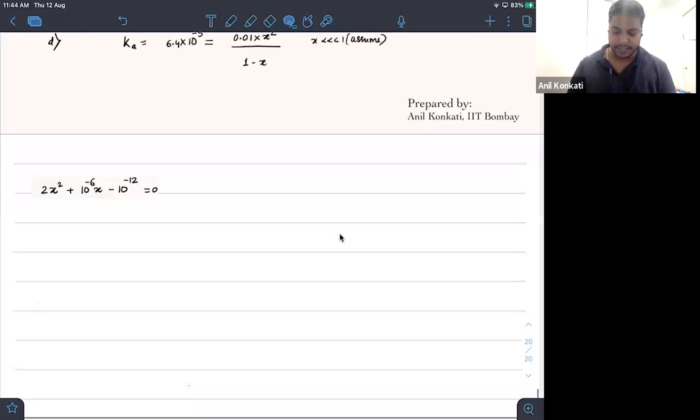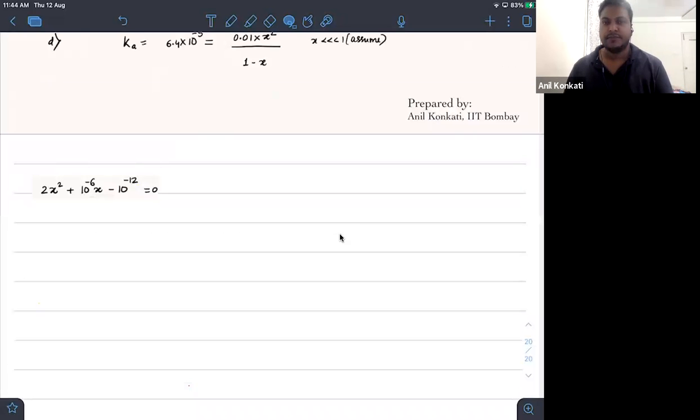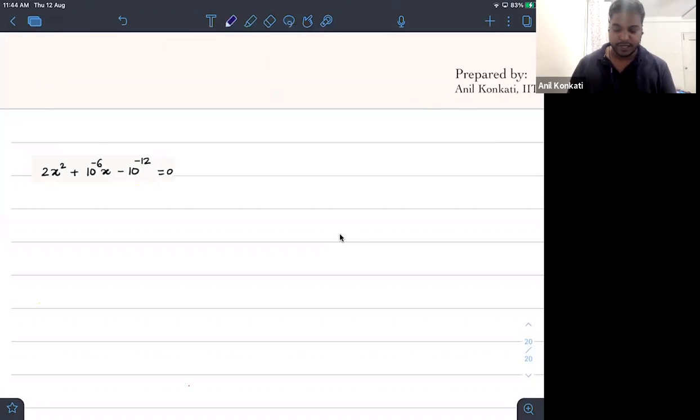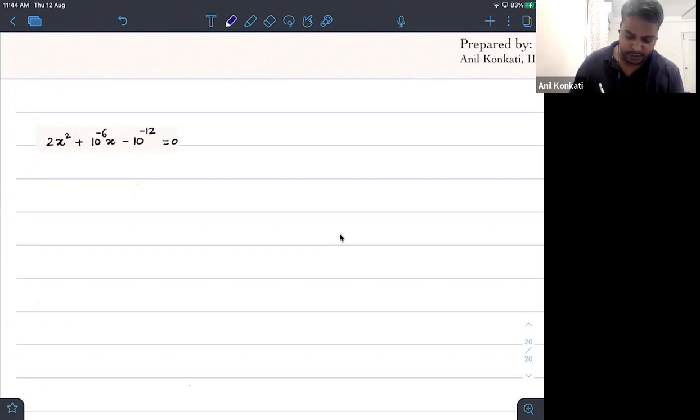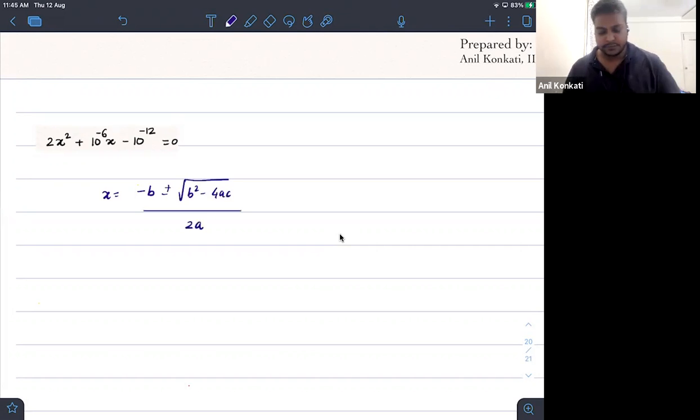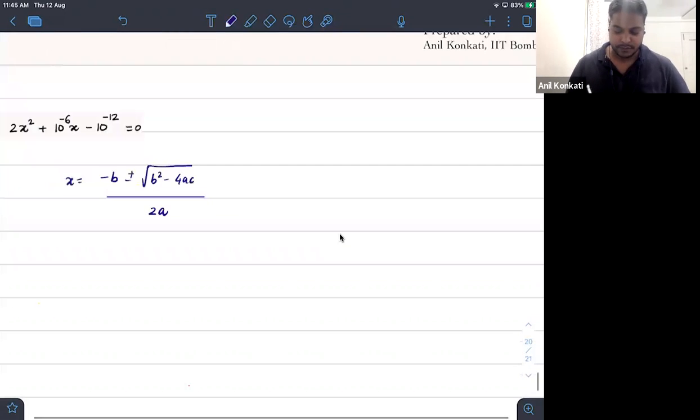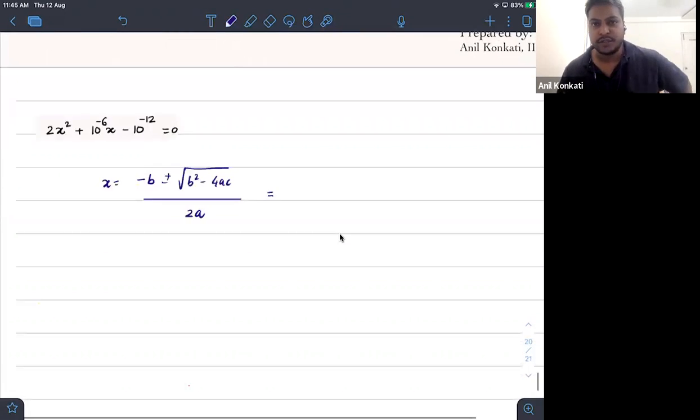2x square plus 10 raised to power of minus 6x minus 10 raised to power of minus 12. आपको क्वाड्रेटिक इक्वेशन कैसे सॉल्व करना आपको पता है ऑलरेडी. सो आई विल डायरेक्टली गो विद दैट. सो x इज इक्वल टू माइनस b प्लस और माइनस अंडर रूट ऑफ b स्क्वायर माइनस 4ac divided by 2a. This is the way you have solved it before. आपने ये किया है ना quadratic equations 10th में?